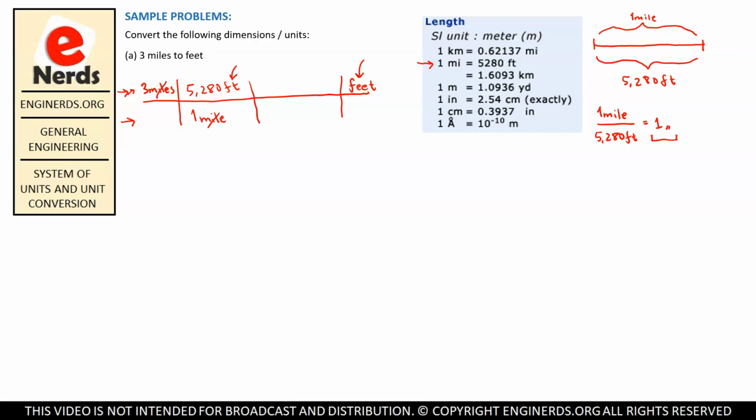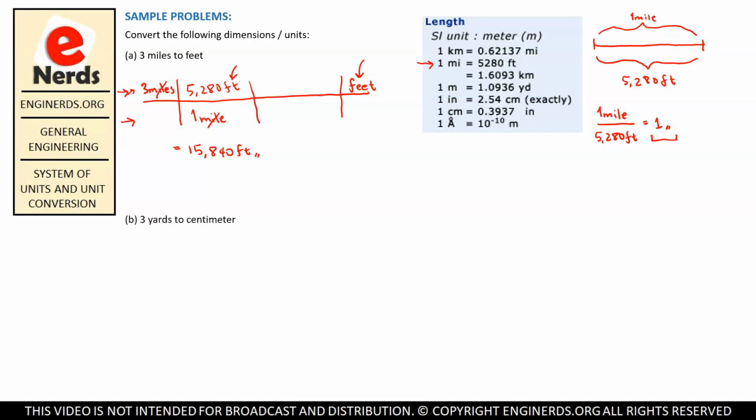Now, to get our answer, we'll have here 3 times 5,280 feet is equal to 15,840 feet. Okay, so yan ang ating answer sa first question.